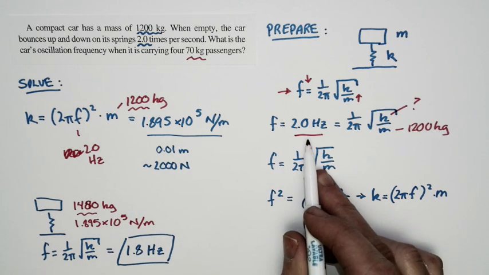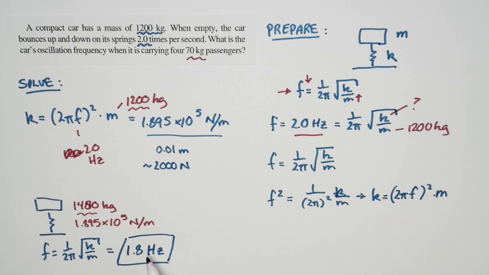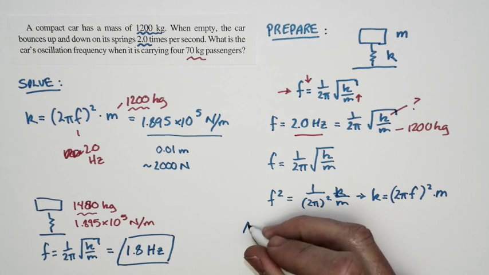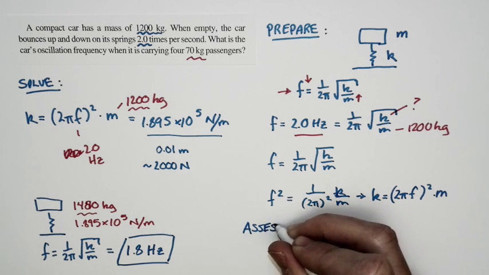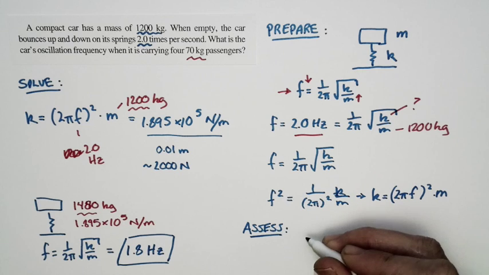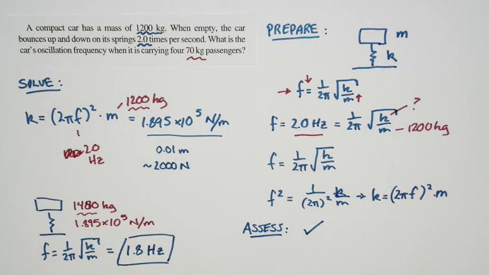And in fact, it drops from 2 hertz to 1.8 hertz. It's dropped by about 10%. 20% change in mass, 10% change in the frequency. Frequency decreases, but not by very much. And so our final stage in the problem, we can say this. Our assessment is the problem matches the way we know the world works, which is a great final step in any problem.